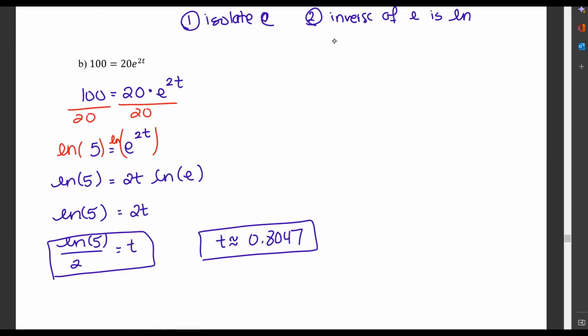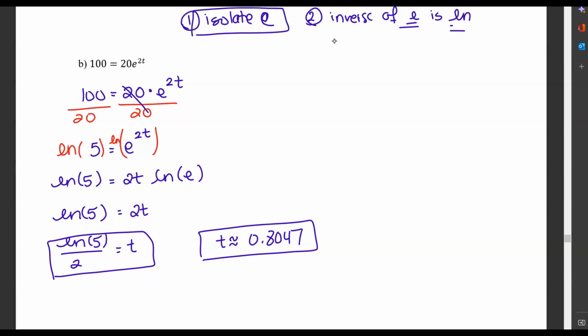All right, so for this one, we did have to do a little bit of solving prior to applying the natural log to both sides. So go ahead. The first thing we want to do is definitely divide out that 20. Our goal is to isolate e first, and then we're going to use the inverse of e, which is going to be our ln function.